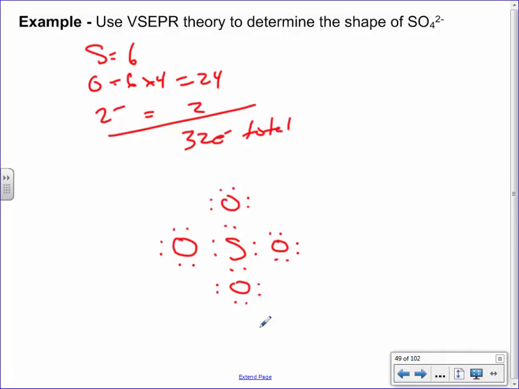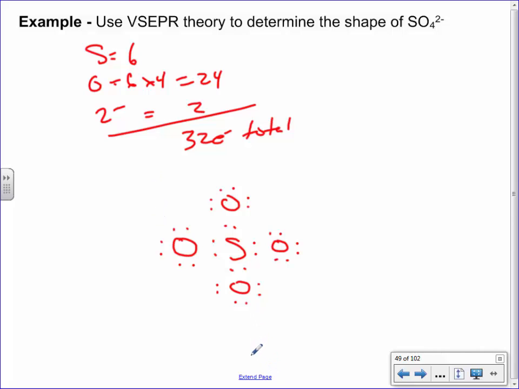It's not SO4 1-, it's SO4 2-. You ever wonder why some things have a 1 negative charge and other ones have a 2 negative charge? This is why. In order to piece it together, the only way it pieces together is that SO4 needs 2 extra electrons. So here, this would be that guy there.